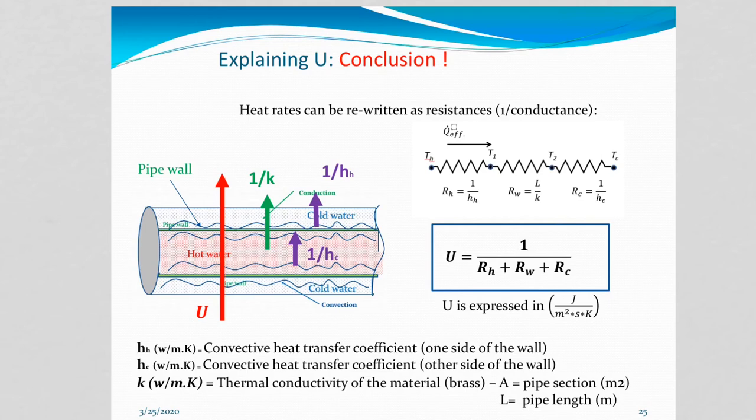Here's the conclusion to our explanation of where U comes from. It's all about convective heat transfer coefficients as well. There is an analogy between electrical resistance and thermal resistance, which is shown here. So here you've got that convection, here you've got that conduction through the wall, and convection. They are all resistances. They resist. And U and the resistance, conductance, it's 1 divided by conductance.